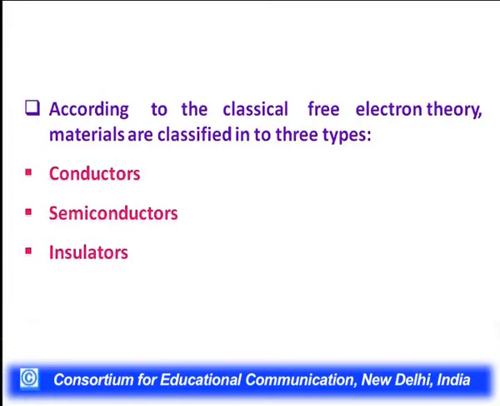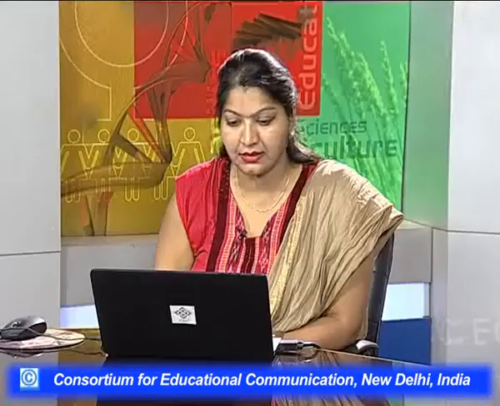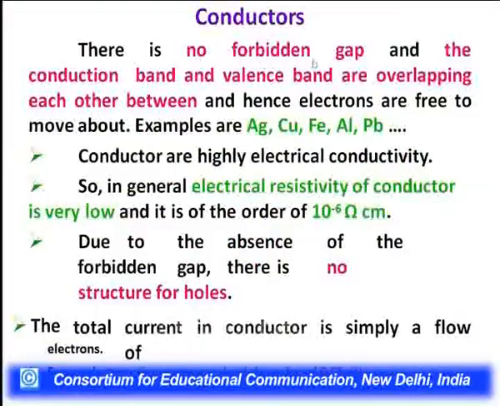Number 1 is the conductors, number 2 is the semiconductors, and number 3 is the insulators. What is a conductor? In a conductor, there is no forbidden gap. It means the conduction band and valence band overlap each other, and hence electrons are free to move about. For example, silver, copper, iron and aluminium are examples of conductors. Conductors have high electrical conductivity.